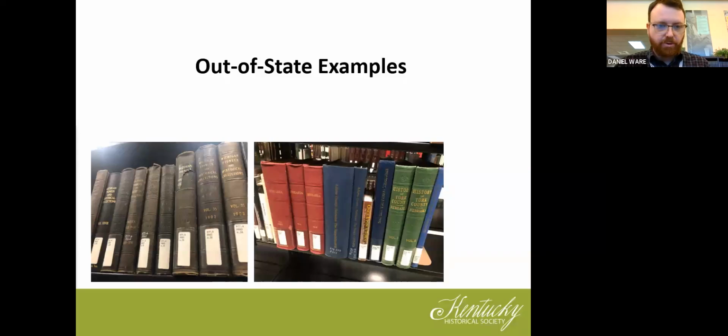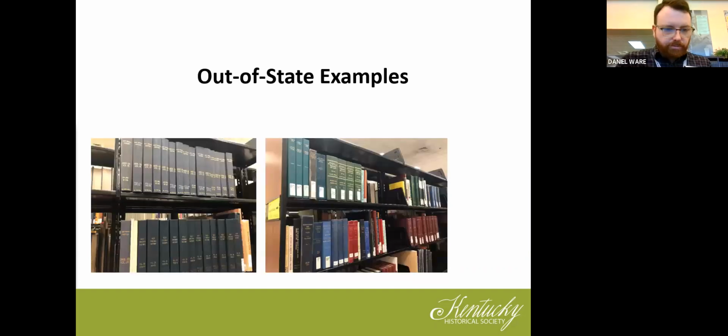And here are just some examples, such as the Michigan Pioneer and Historical Collections. We've got History of York County, Nebraska. We've got some stuff for West Virginia. That's the general idea, just a bunch of different books.